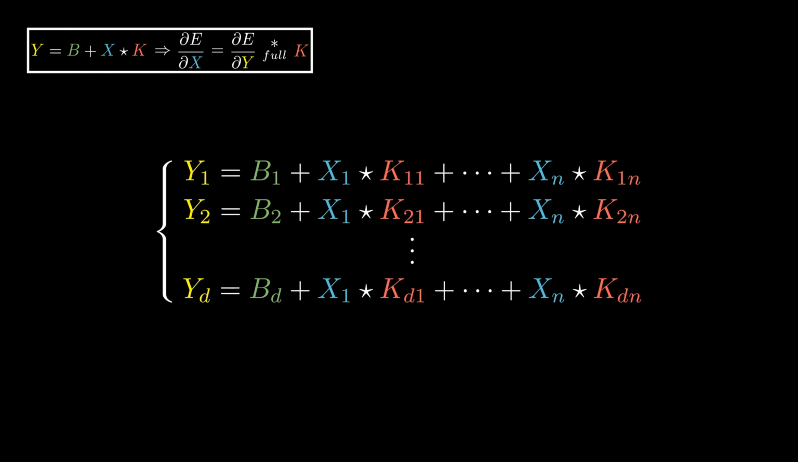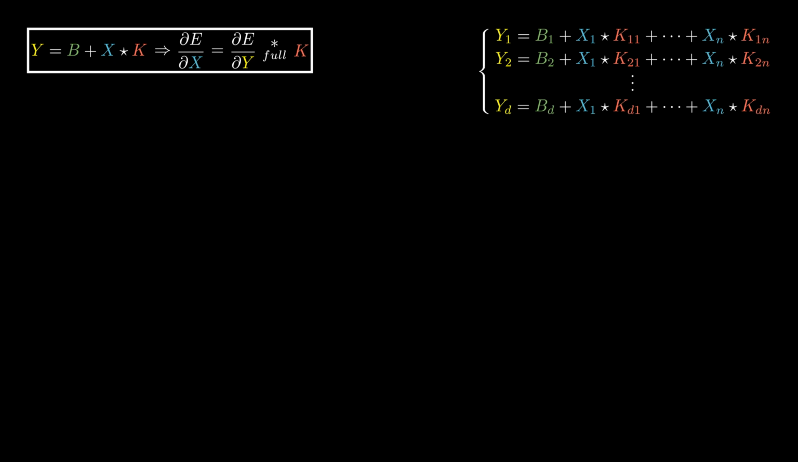Remember that we need to compute the derivative of E with respect to x. We will start with x1 as an example. You can see that x1 appears in every equation. And although we can't write the chain rule, the idea of the chain rule still holds. We need to add up the contribution of each y variable. Using the helper, we can extract the contribution of y1 up until the contribution of yd.